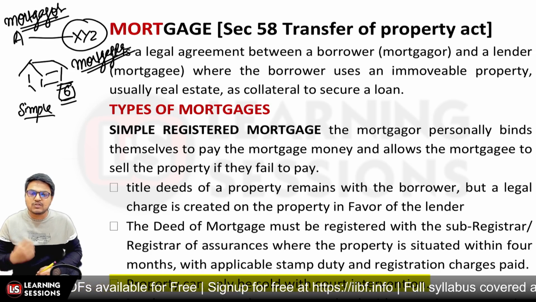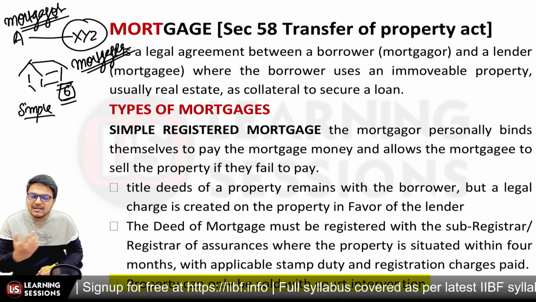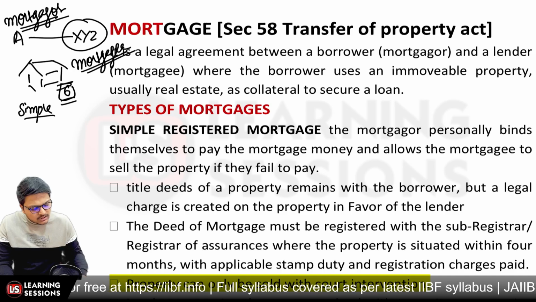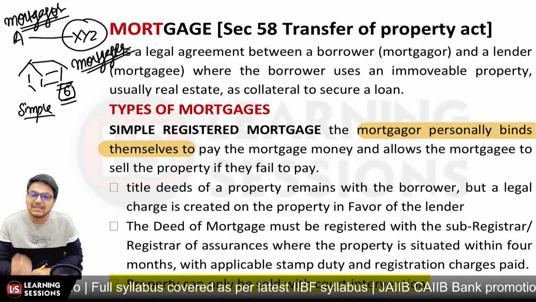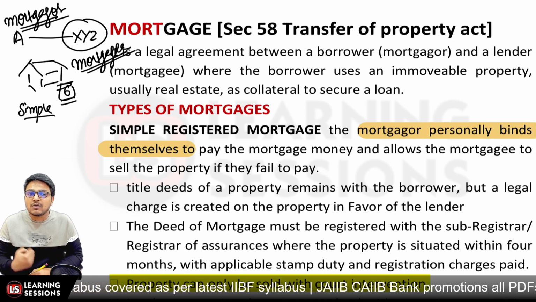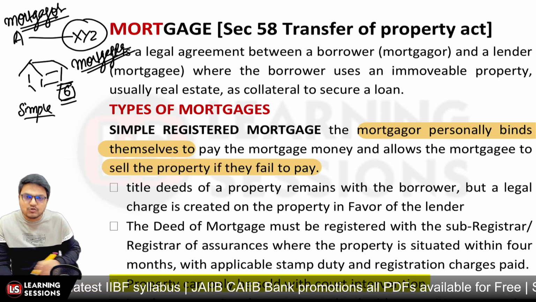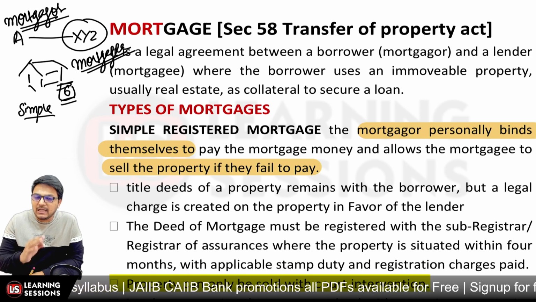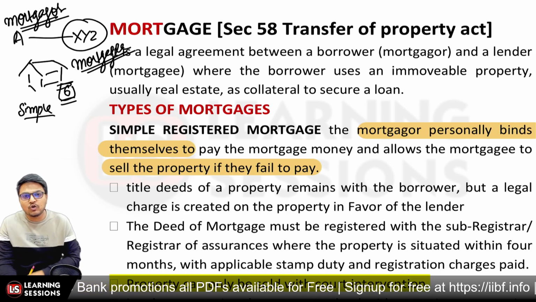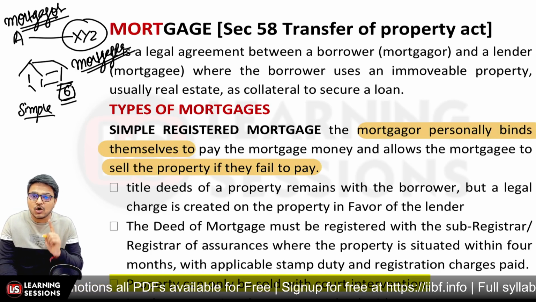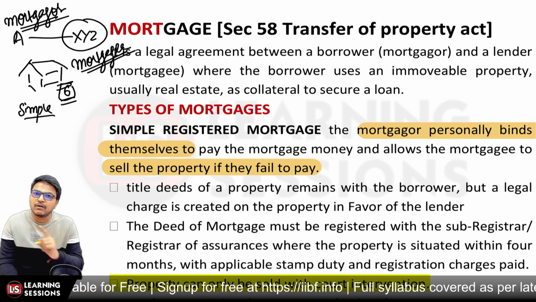Now, as the name suggests, it is to be registered, and the mortgager personally binds himself to pay the mortgaged money or mortgaged debt, and it actually allows the mortgagee to sell the property if the person fails to pay. But that possession is to be taken by the intervention of court, right? And the title deeds of the property are going to remain with the borrower. Title deeds are not to be given over there, and the possession of the property will be with the borrower.